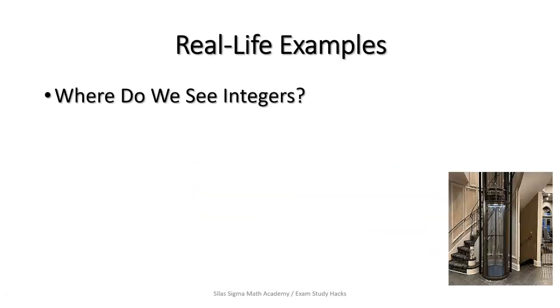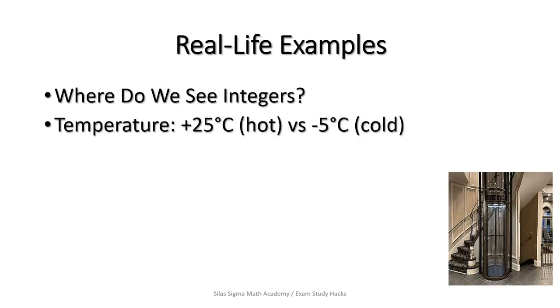Now let's look at some real life examples. Where do we see integers? I'm sure you're familiar with temperature. Sometimes we can see that an environment is very, very cold, or very hot. Like here we have plus 25 degrees Celsius. This location should be hotter than where we have negative 5 degrees Celsius. This place should be very cold.